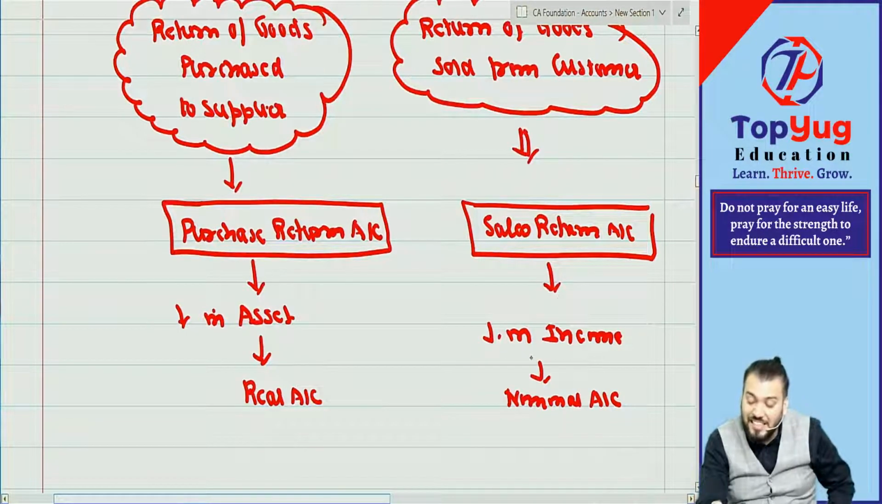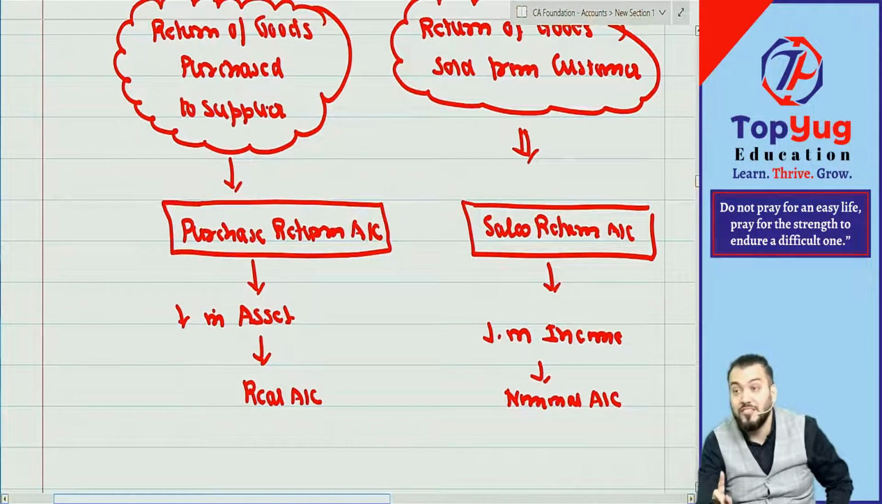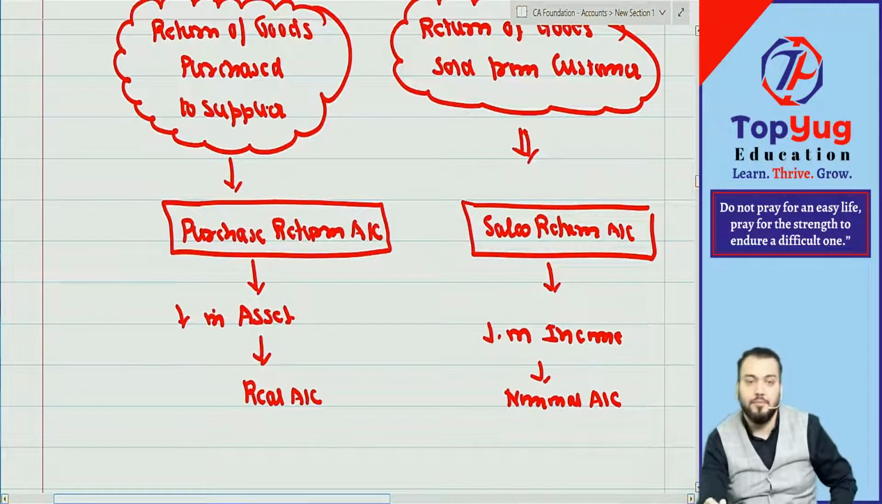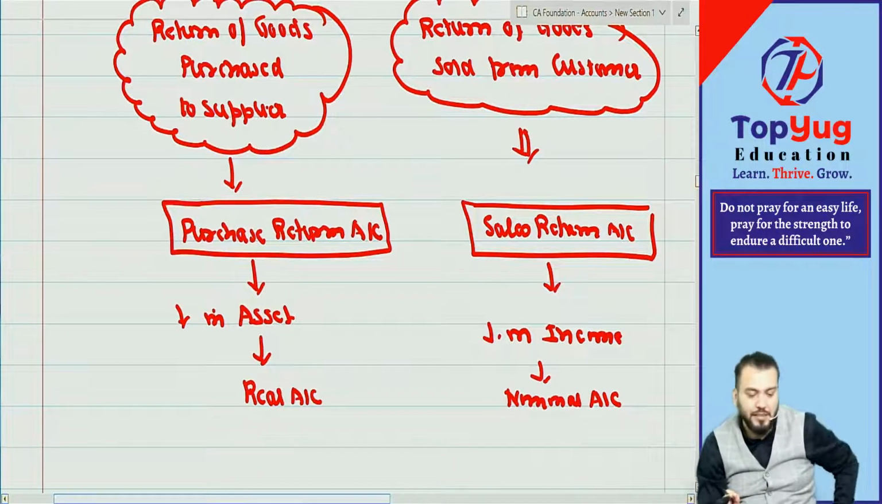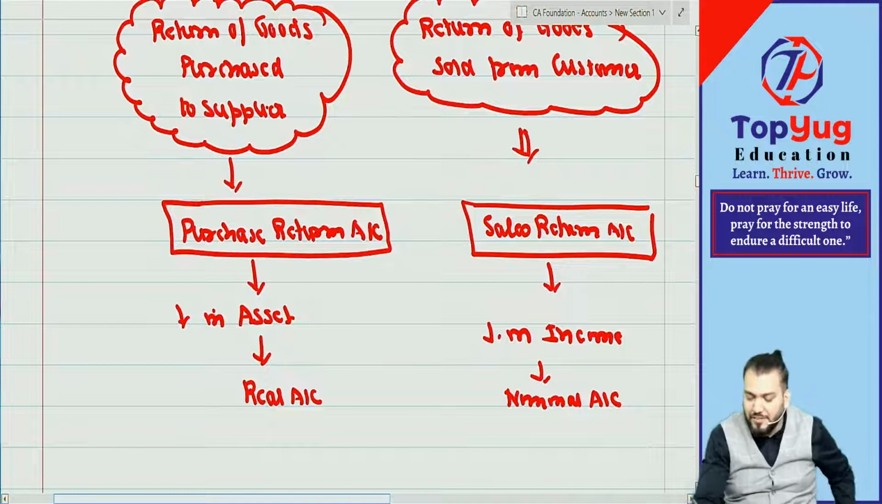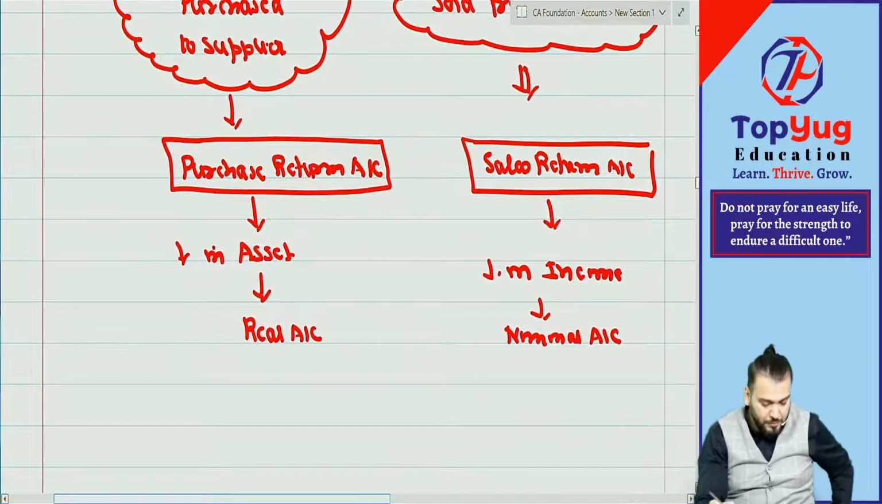Just try to understand sales return. I have said this is a decrease in income. It is not expense. I have said decrease in income. I have not said expense. So sales return is a decrease in income. Understood? Have you understood this point? Any doubt?